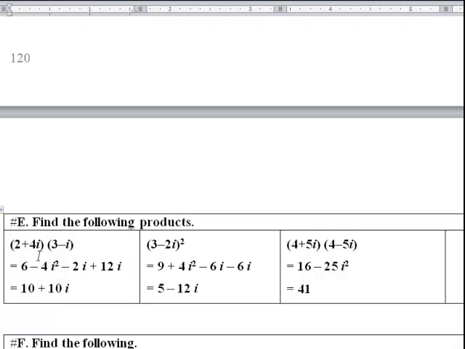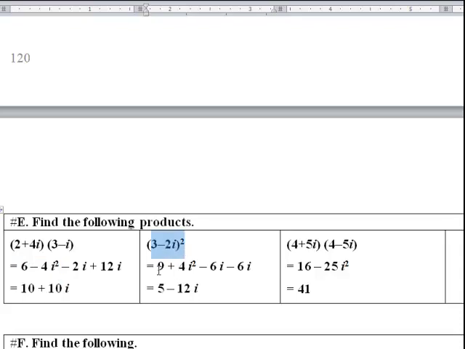2 times negative i and 4i times 3. So here they are, the two imaginary parts. Negative 2i plus 12i is 10i. And the real part is 6 minus 4i squared. That i squared is a negative 1. So this turns out to be 6 plus 4 equals 10.